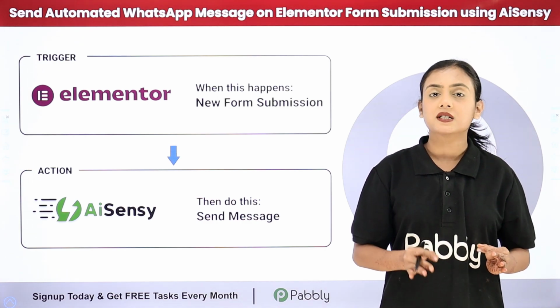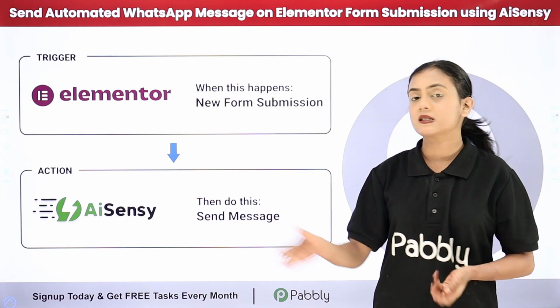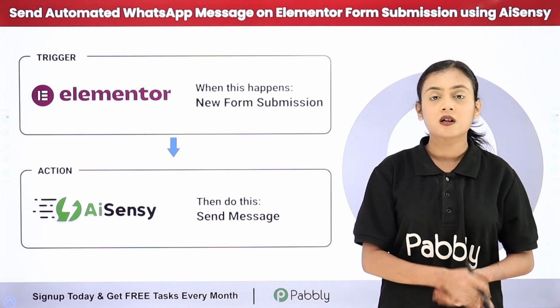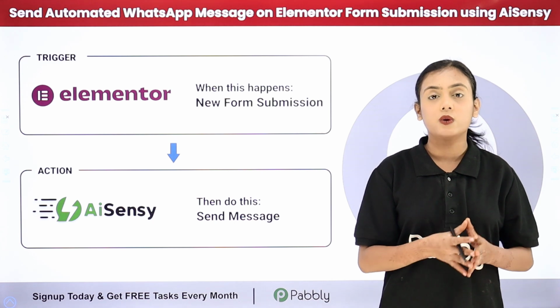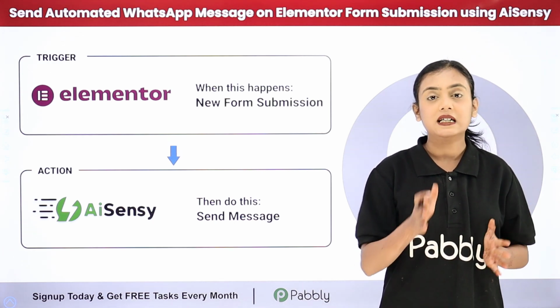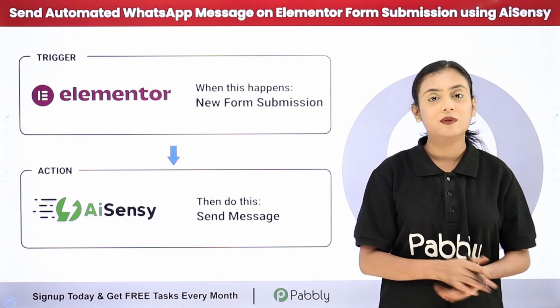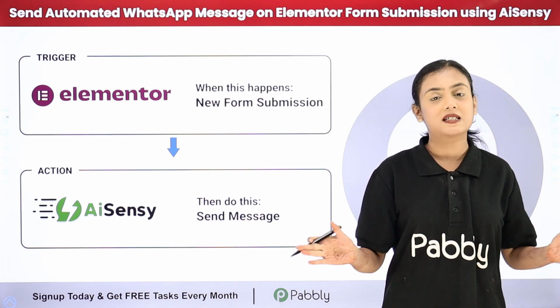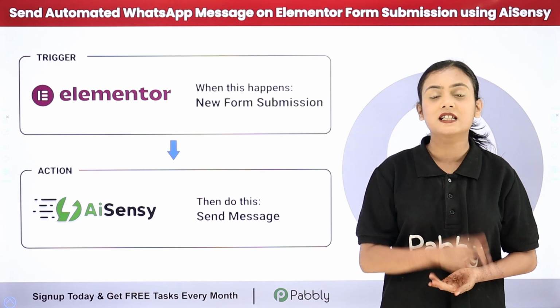Now here what I want is that as soon as a new form submission is done by the potential customers with the help of Elementor, I want to send that customer a WhatsApp message. Now, sending these WhatsApp messages manually will be very time consuming. So what I did was I simply automated this entire process with the help of Pabbly Connect, which is an amazing automation and integration software.